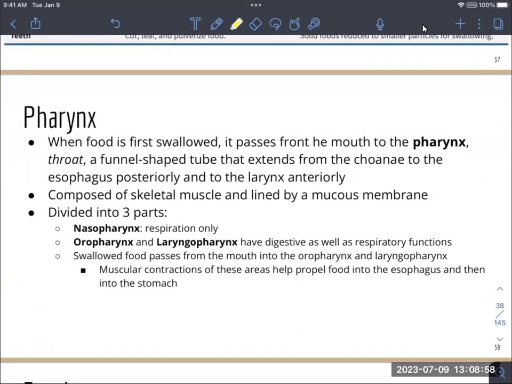Pharynx. We looked at the pharynx when we looked at the respiratory system. So let's kind of briefly go through that pharynx again. That pharynx has that nasopharynx, which is for breathing only. The oropharynx and the laryngopharynx have digestive functions. So when we swallow food, it's going to go into that oropharynx, down to that laryngopharynx, and it's going to enter into that esophagus.